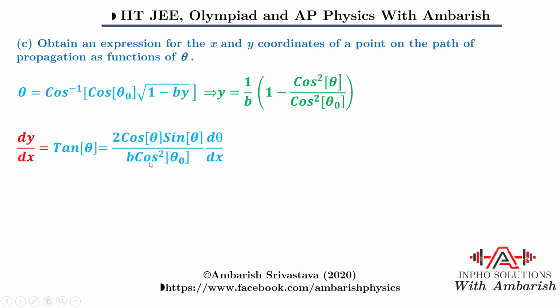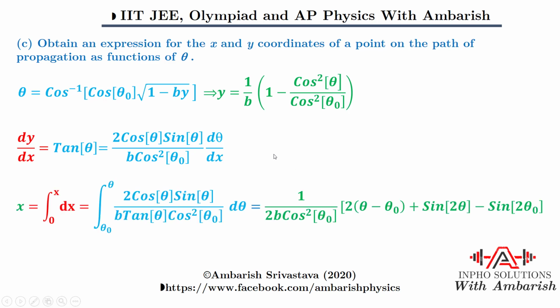So you can bring this tan theta over here, take dx to the other side, and it's a simple differential equation. Then dx and d theta, which you can integrate directly to find out x as a function of theta, and that's what we have done. So just rearrange this equation, bring tan theta over here, integrate it from theta naught to theta and 0 to x, and if you solve this integral, finally you get this value of x as a function of theta.